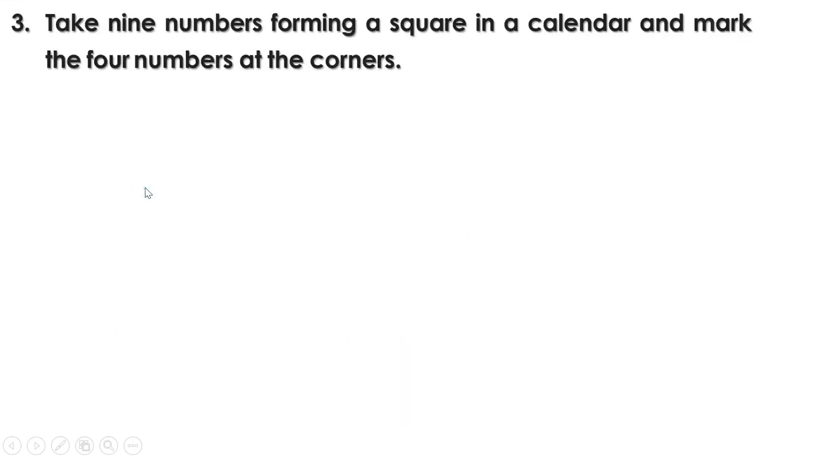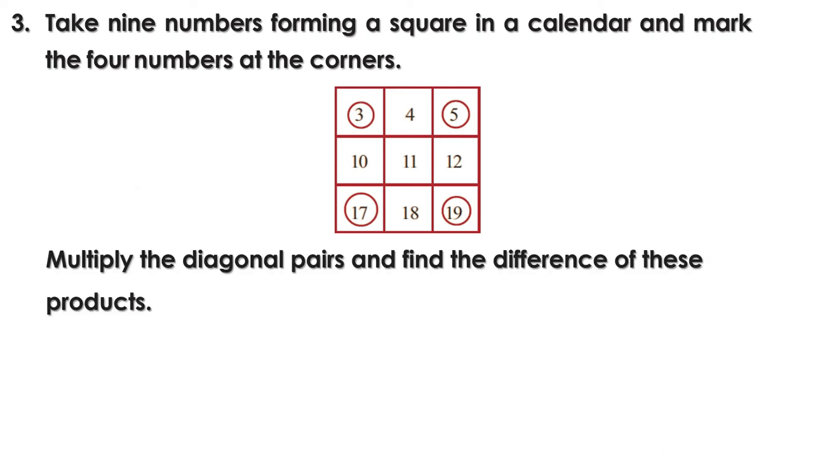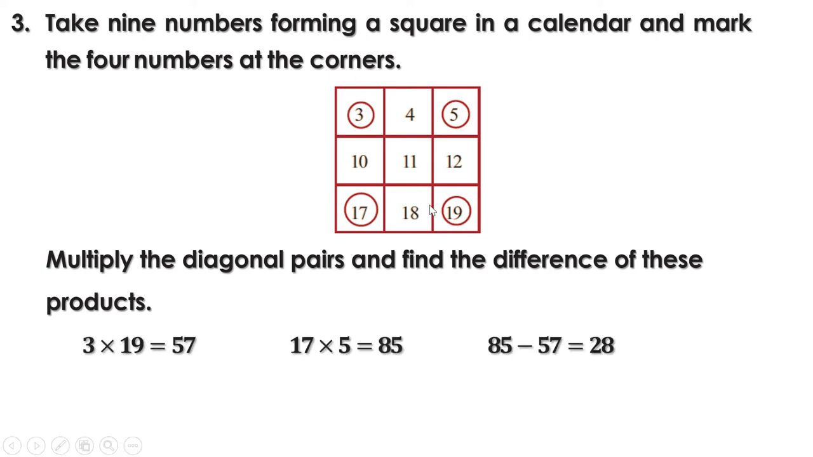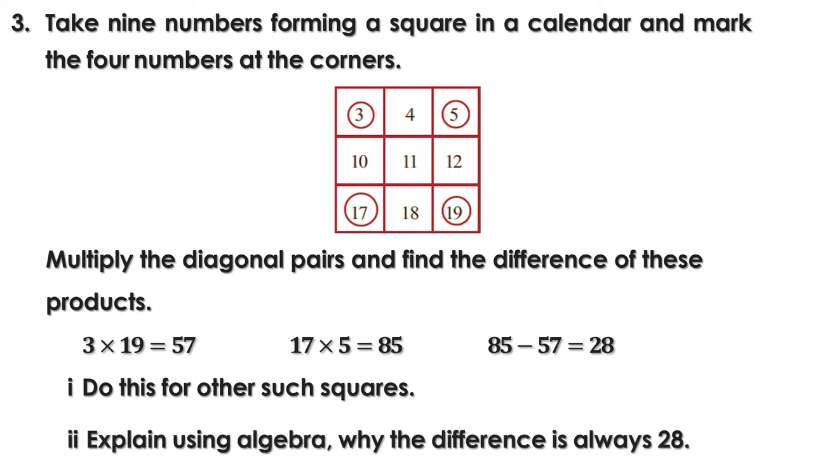Another problem. Take 9 numbers forming a square in a calendar and mark the 4 numbers at the corners. Multiply the diagonal pairs and find the difference of this product. 3 into 19 is 57. 17 into 5 is 85. 85 minus 57 is 28. Do this for other such squares, and explain using algebra why the difference is always 28.